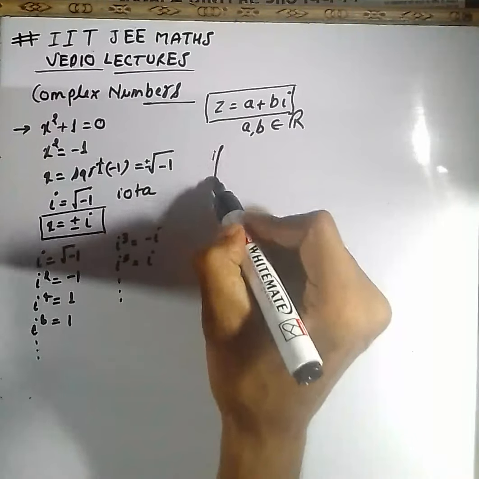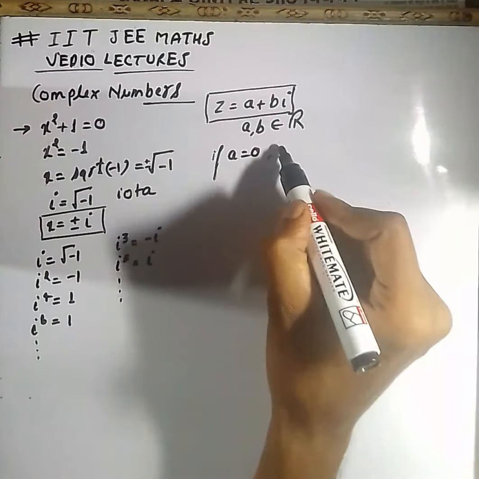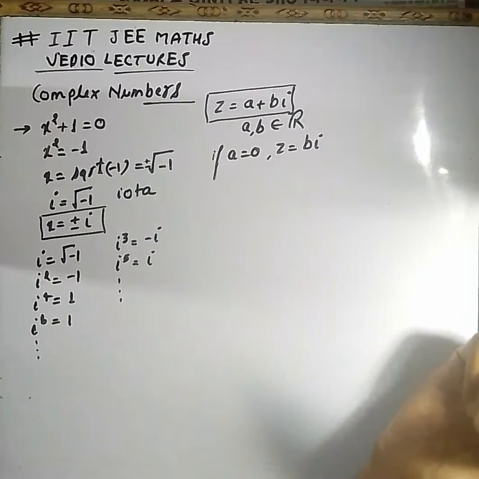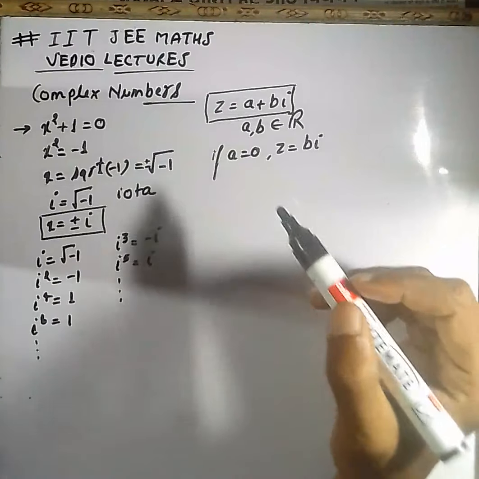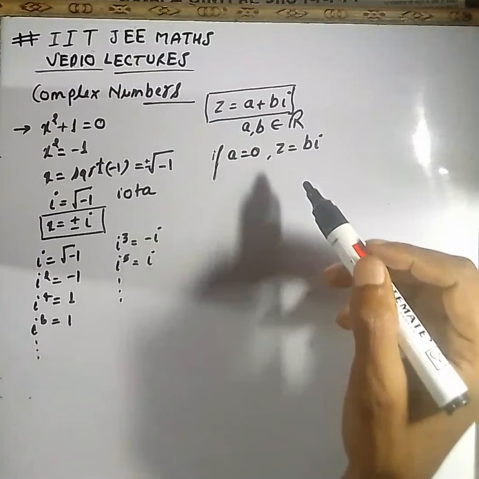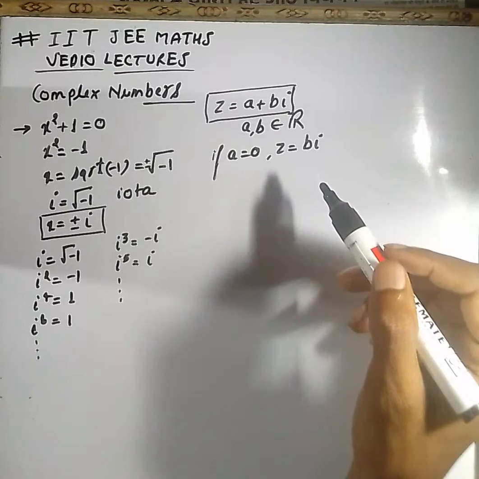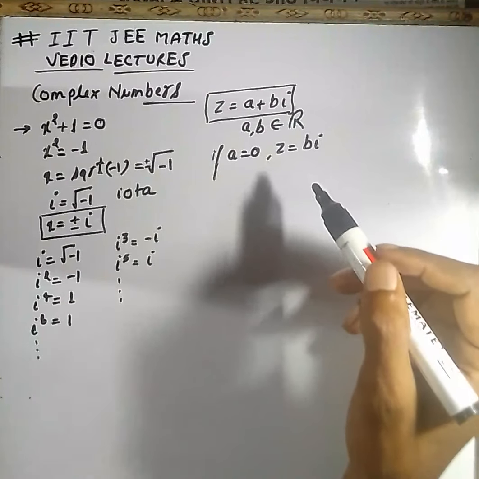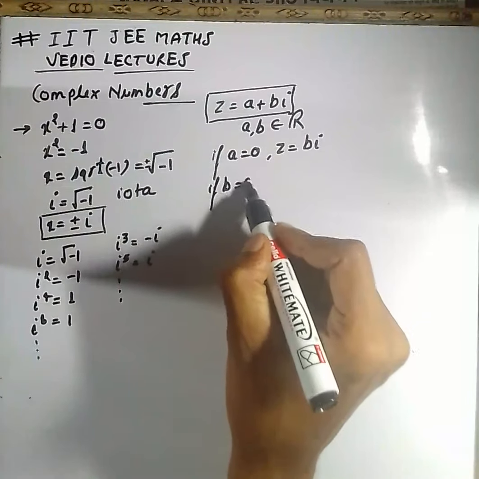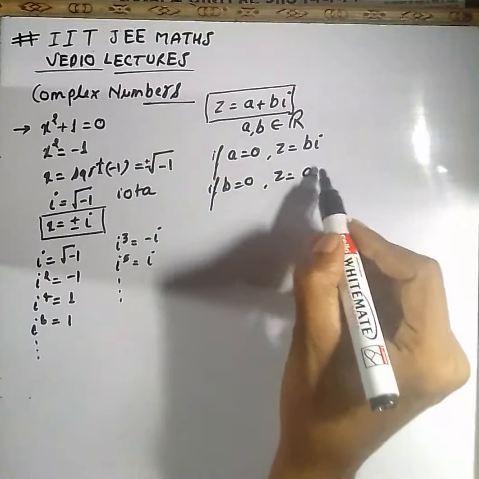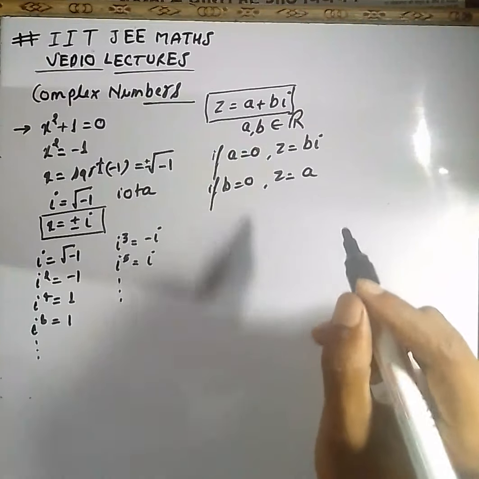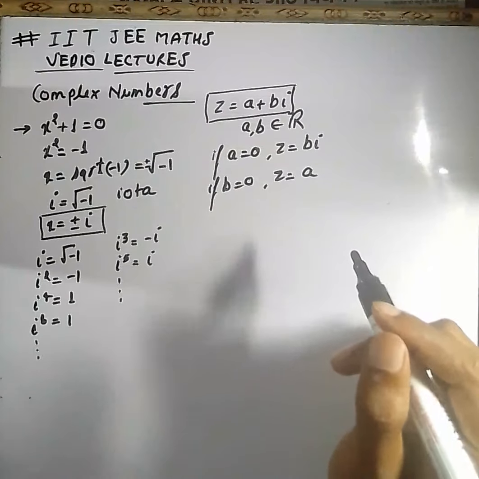So if a equals to 0, then z equals to bi. It means if we assume a equals to 0, then z will be a purely imaginary number, and it has no real part. And also if b equals to 0, then z equals to a. So if b equals to 0, then the complex number will be purely a real number, and it has no imaginary part.